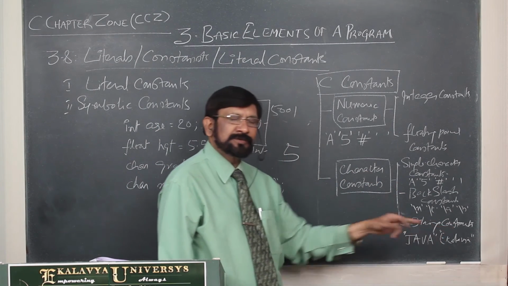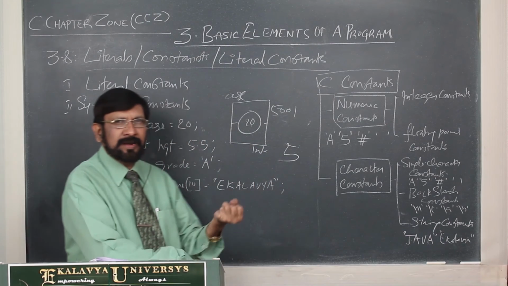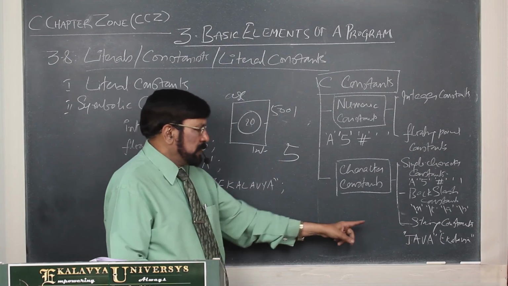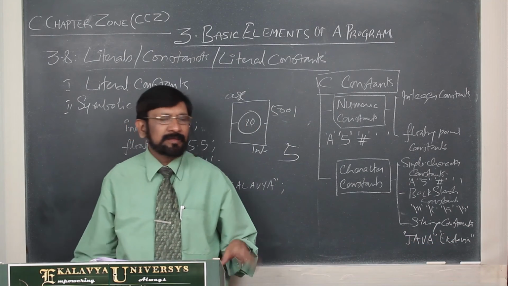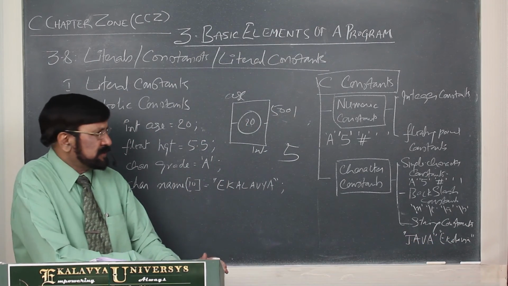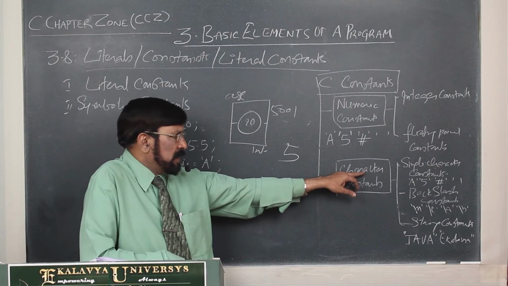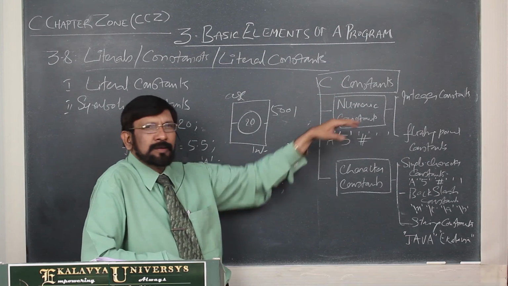Thereafter, string constants. A string constant is a set of characters enclosed by a pair of double quotes, like "Java", "Ekalavya" and so on. Those are called string constants. The three are called character constants, the two are called numeric constants.